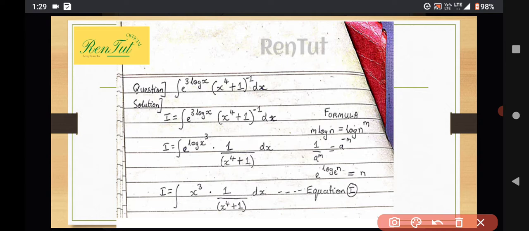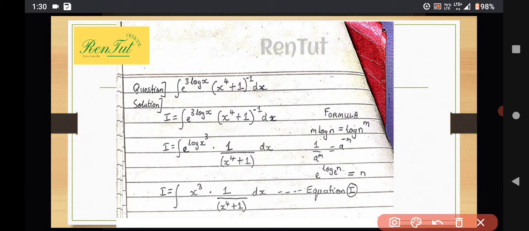Carefully see over here, this part is raised to minus 1, so we can take the inverse of that according to this formula, 1 divided by whatever function is there. So the second line would be integration of e raised to log x raised to 3. How has this x raised to 3 come from the first formula, m log n? If you consider this as m log n, according to this formula it would be log n raised to m. This is the result of that. Now this inverse we have already discussed, because we have a raised to minus 1.